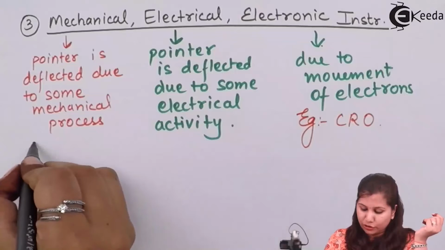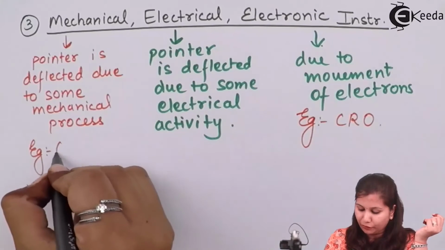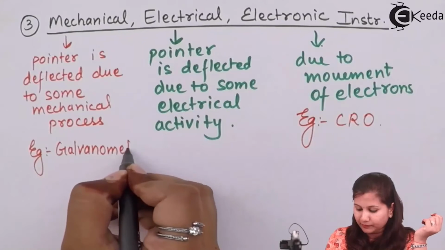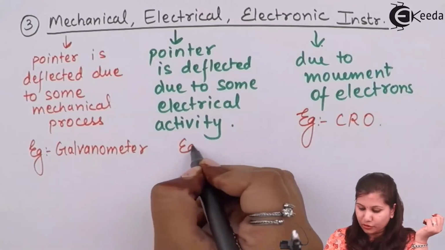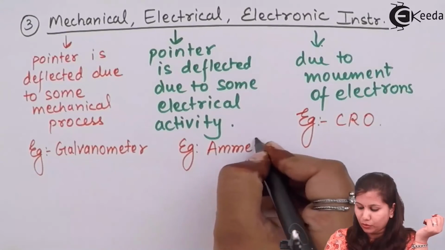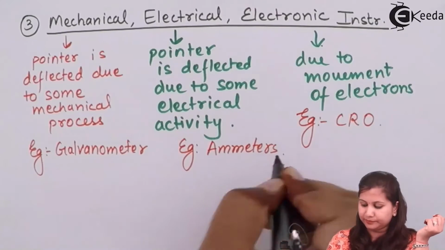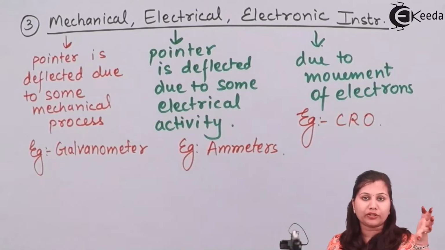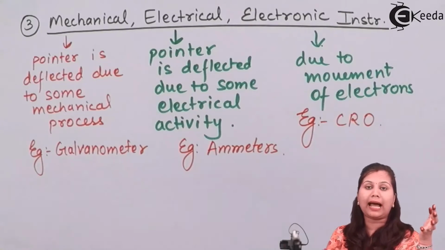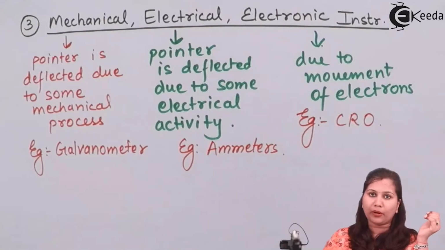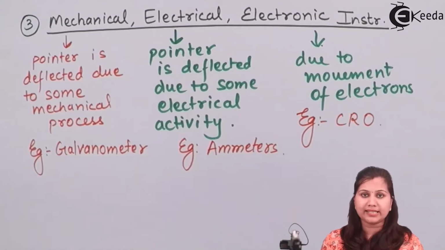For mechanical instruments, we had the example of the galvanometer. And for electrical instruments, we have the example of ammeter and voltmeters. So this is a type of classification of instruments based on the activity involved, which is causing the deflection of the pointer over the calibrated scale.